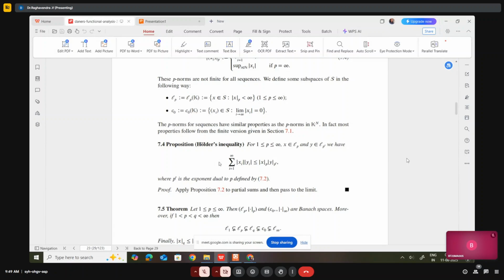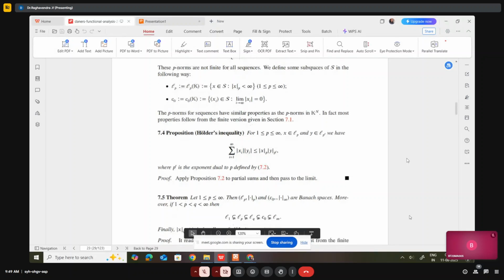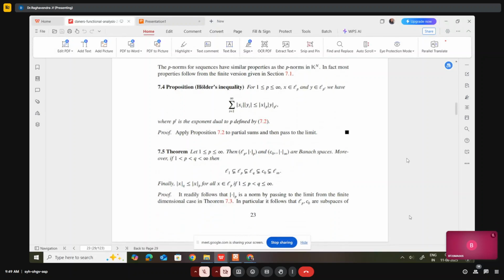This is still not the triangular inequality, okay? It's still a Holder's inequality. All right. So that's the standard Holder's inequality in the infinite spaces. The same thing is true for LP spaces also.